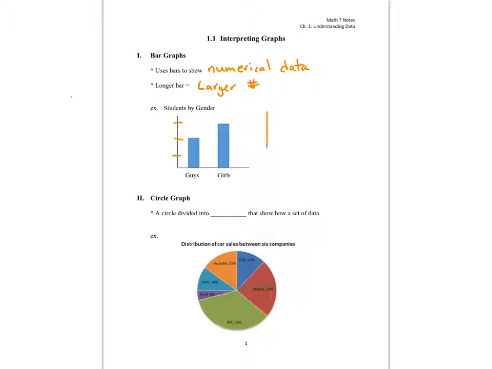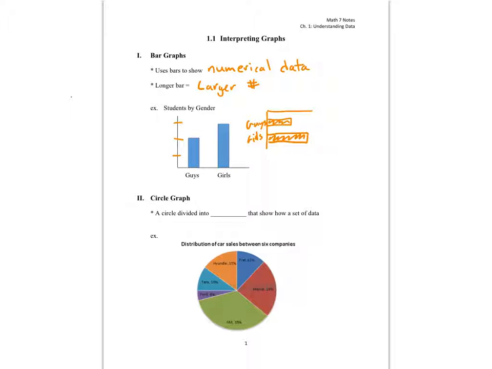The other way you'll sometimes see them is sideways like this, and it'll say girls and guys. So which one's bigger, girls or guys? The girls, right? So that's bar graphs. Sometimes they call them a column graph.